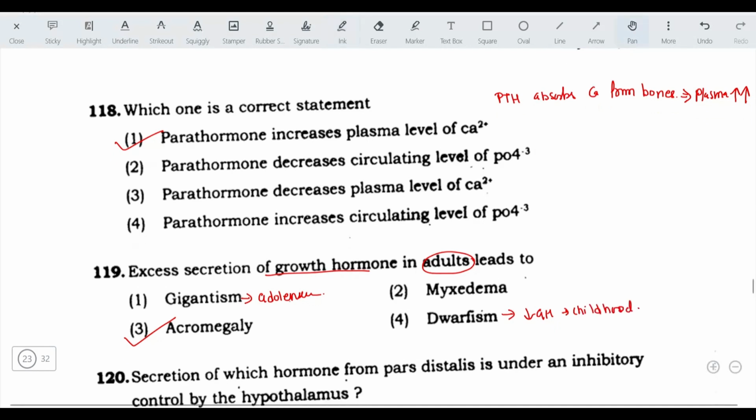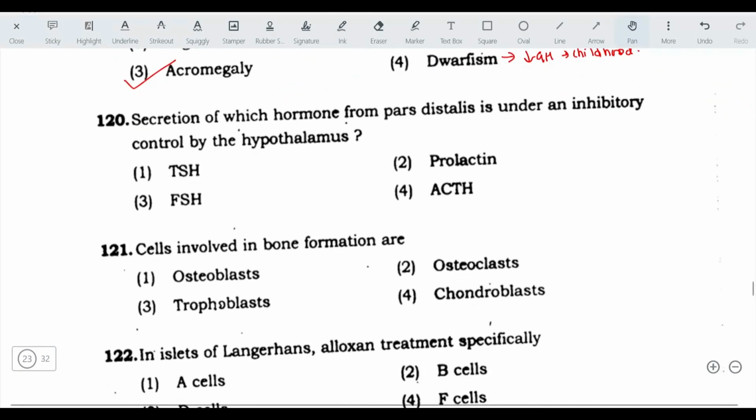Next question, secretion of which hormone from pars distalis is under an inhibitory control of the hypothalamus? The answer here is prolactin. Prolactin secretion from the anterior pituitary or pars distalis is under the control of the hypothalamus through dopamine.